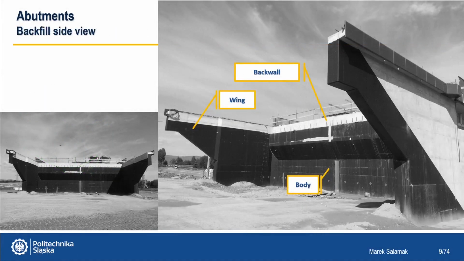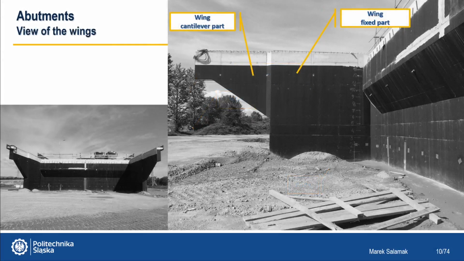Now an example of an unfinished abutment with a view from the backfill. You can see the body, two-sided wings, and a back wall on which the approaching slab will be placed in the future. In this photo, we see more precisely the wing. Closer to the body, it has a part fixed with its own foundation. The foundation is, of course, already covered and invisible. At the end, there is a cantilever part of the wing with a characteristic triangular shape.